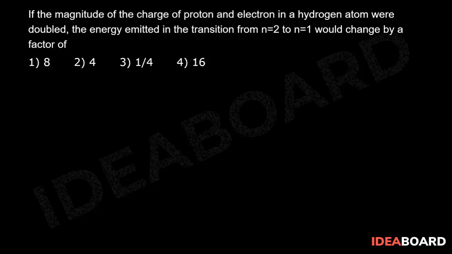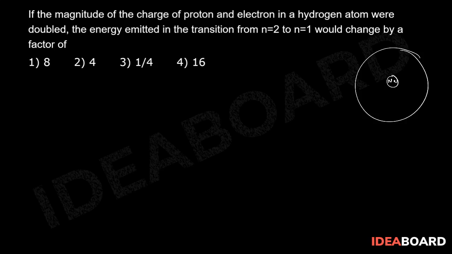If the magnitude of the charge of proton and electron in hydrogen atom were doubled, the energy emitted in the transition from n equal to 2 to n equal to 1 would change by a factor of. Now in this question, first of all, we have to find out the expression of energy because charges are getting doubled, right? So first of all, let us have the nucleus.